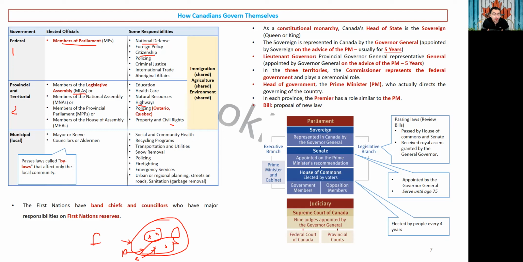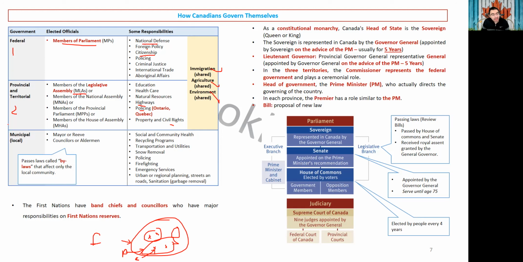For sure, the third thing would be the environment, because any decision made by the federal government may have an impact on different provinces, especially at the environmental level. For example, to ban gas cars or whatever. This should be a decision made through discussion between the federal government and the provinces. So the three shared areas are immigration, agriculture, and environment.